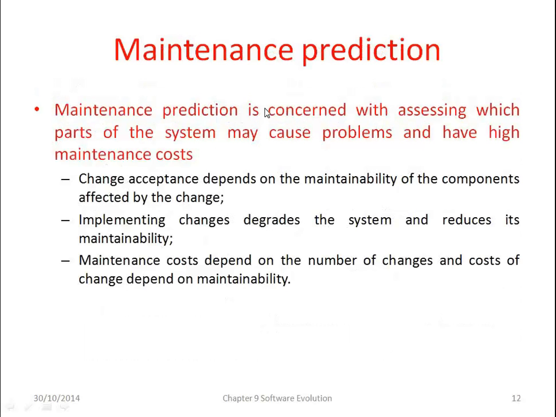The next topic is maintenance prediction. Prediction is concerned with assessing which parts of the system may cause problems and have high maintenance cost. Change acceptance depends on the maintainability of the components affected by the change. Implementing changes degrades the system and reduces its maintainability. The maintenance cost depends on the number of changes, and the cost of changes depends on the maintainability.